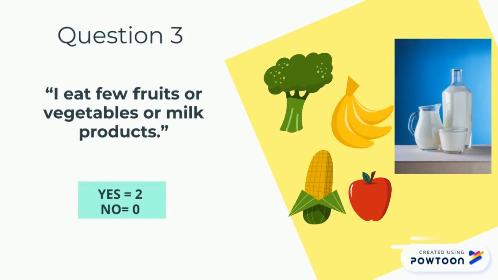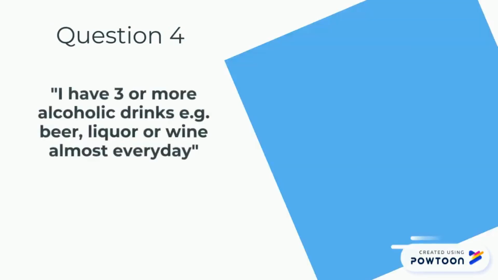Milk products include milk, cheese and yogurts. The Healthy Eating Guidelines recommend 3 portions of milk products a day. A portion includes a 200 ml glass of milk, a carton of yogurt and 25 grams of cheese. If you eat less than the recommended portions for fruits, vegetables, and milk products, consider answering yes to this question and add 2 points to your nutrition score.